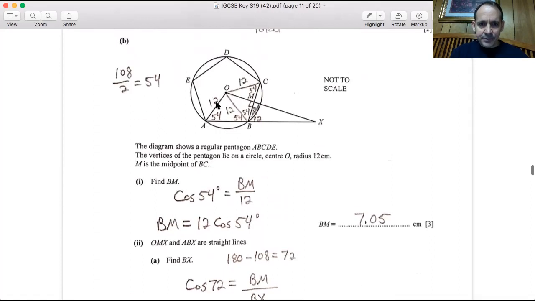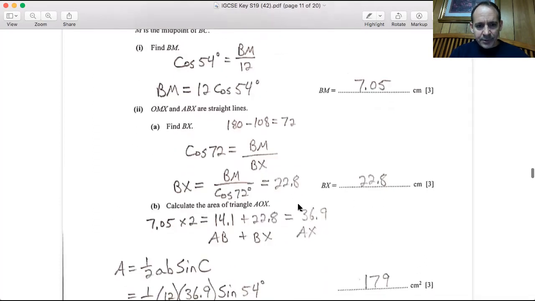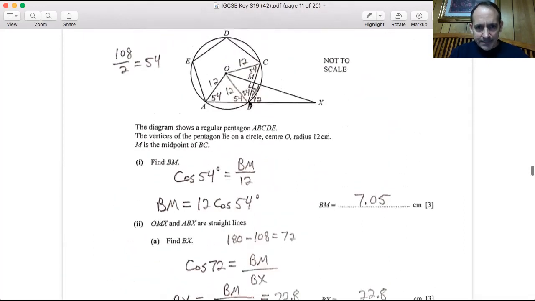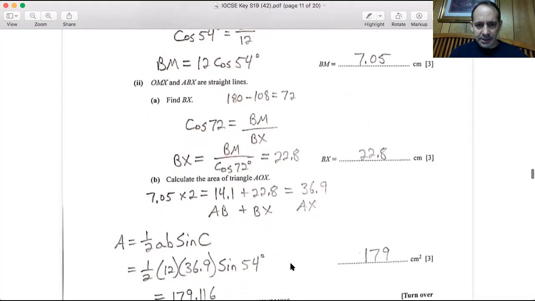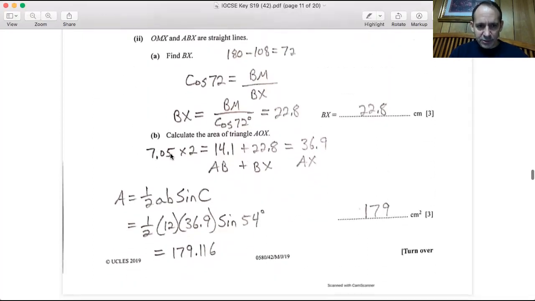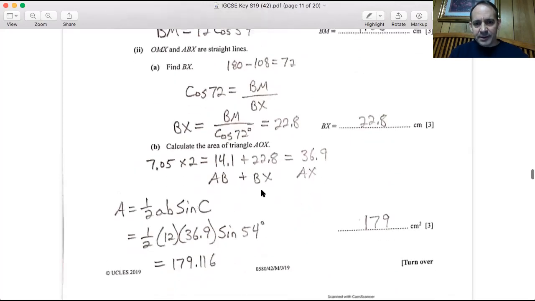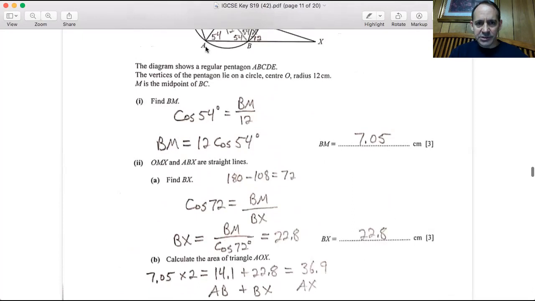AOX is this triangle. So we need to find the length AX. First of all, since BM is 7.05, all we have to do is multiply that by 2 to get BC, and AB is going to be the same as BC because this is a regular polygon, a regular pentagon. So 7.05 times 2 is 14.1 plus the 22.8, which was the BX part, gives us 36.9, which is AX.